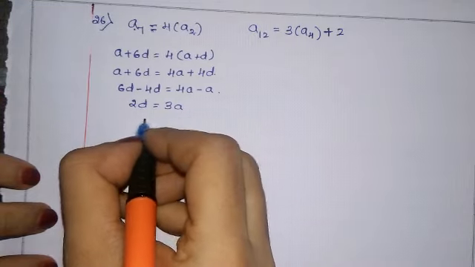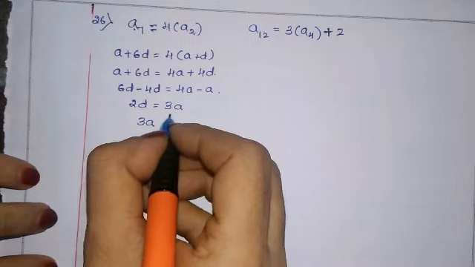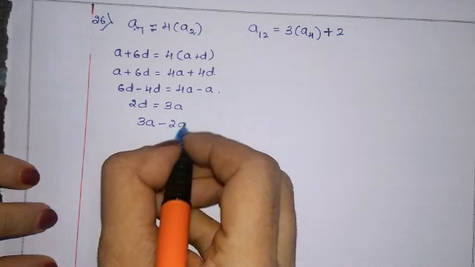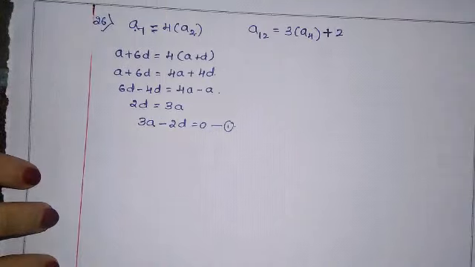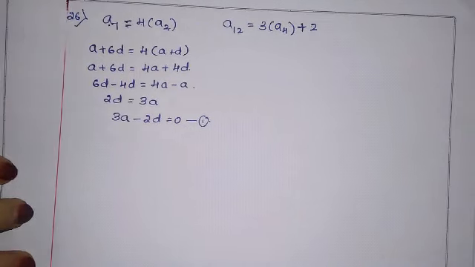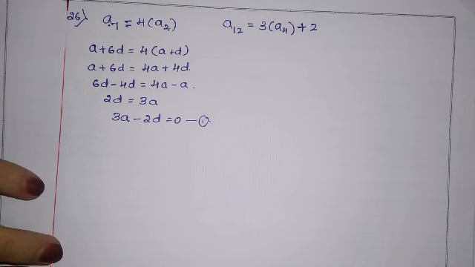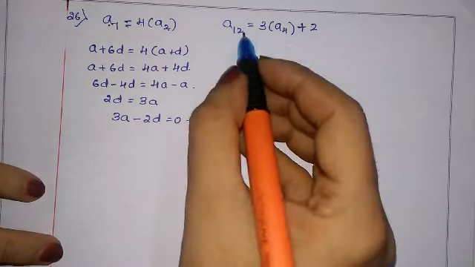Now we will bring 3A to this side only: 3A minus 2D is equal to 0. This is equation 1. 3A minus 2D is equal to 0. Now let us see what we will get on this side.